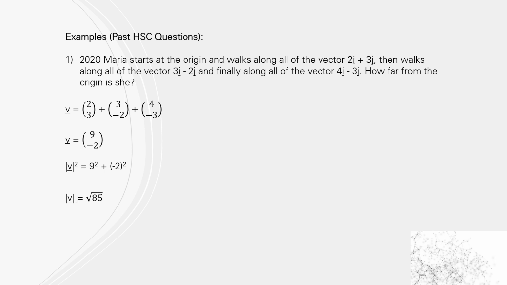So substituting in, we get 9 squared plus minus 2 squared. So the length is the square root of 85.